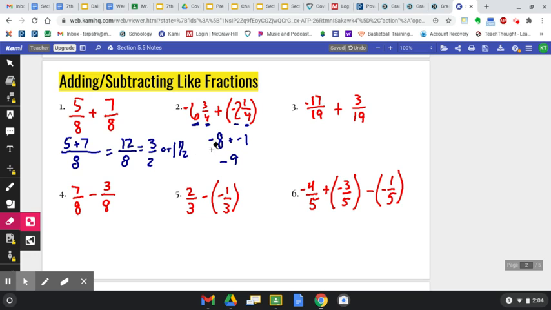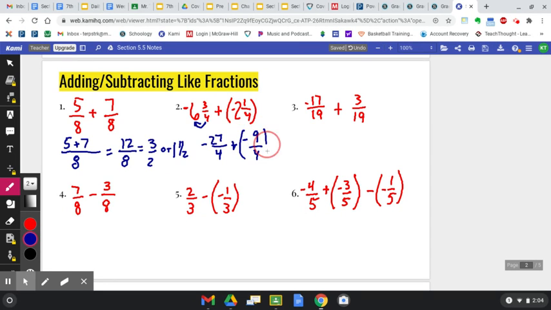Now let's look at changing them first, because that's the way we're going to do it when we get into unlike denominators, right? 6 times 4 is 24, plus 3 is 27. So there we have -27 over 4, plus here we have 2 times 4 is 8, plus 1 is 9, -9 over 4. Right? So really I have -27 plus -9 over 4.